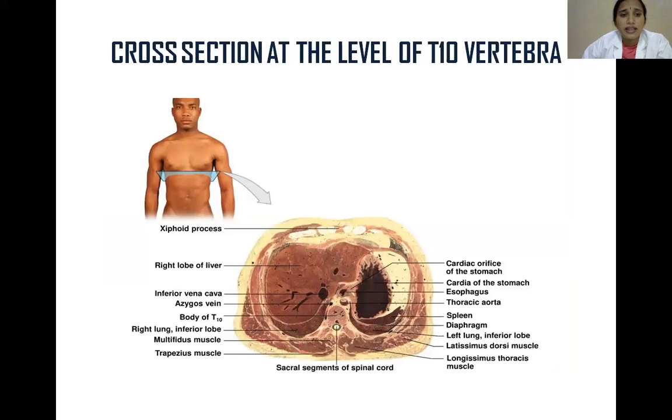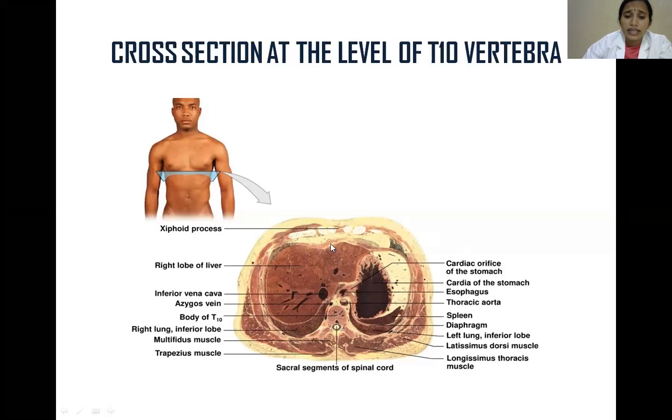Next, we will see the section at the level of T10 vertebra. So we are moving down. In this cross section, what are the gross structures we are going to see? Same as before, this is the posterior aspect, this is the anterior aspect, this is the right part and this is the left part of the body. Here you can see the body of the T10 vertebra, transverse process, spinous process, and the vertebral canal containing the spinal cord, same as the previous one.